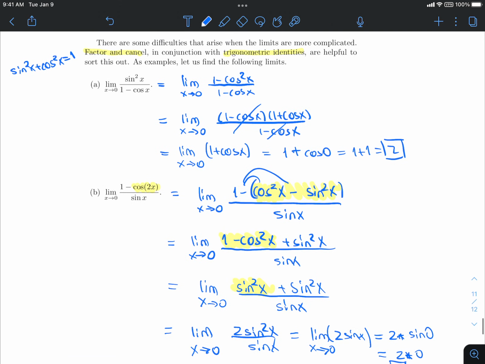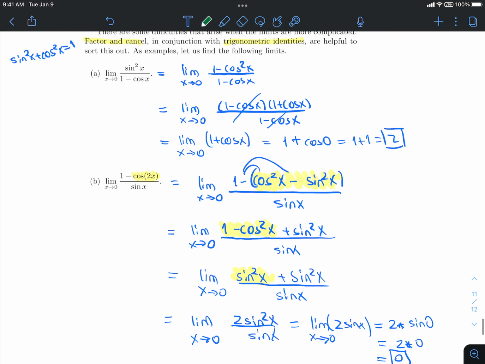So I hope that was helpful. I hope you were able to recall some of the properties. So here I used this Pythagorean identity. Here I used a formula for the cosine of the double angle. This is a pre-calculus skill. I hope this was helpful.